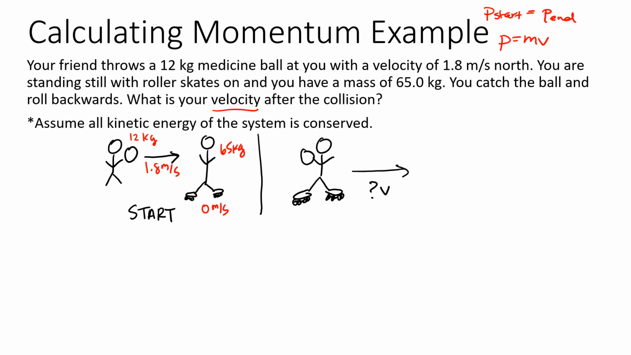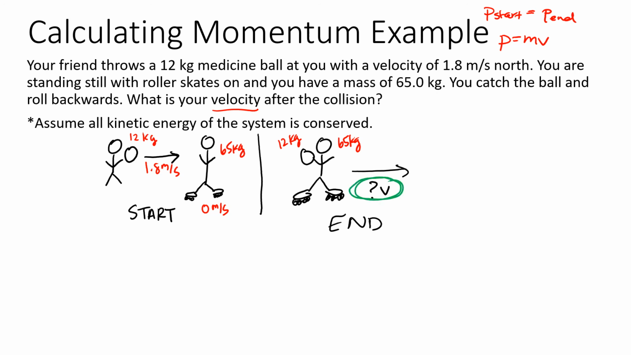In terms of information we still know about this ending picture, what's on the end? We know that the mass of the medicine ball is 12 kilograms. We know that your mass is 65 kilograms. That's currently all the information that we know. We have to try and find a way to figure out what is your ending velocity.